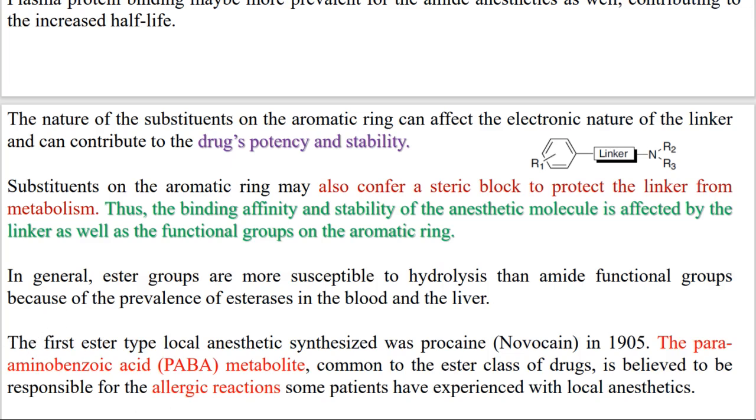Okay, then the first ester type local anesthetic to be synthesized was procaine, that is novocaine, in 1905. The para-aminobenzoic acid or PABA metabolite of the common ester class of drugs is believed to be responsible for allergic conditions, and some patients have experienced it with local anesthesia.